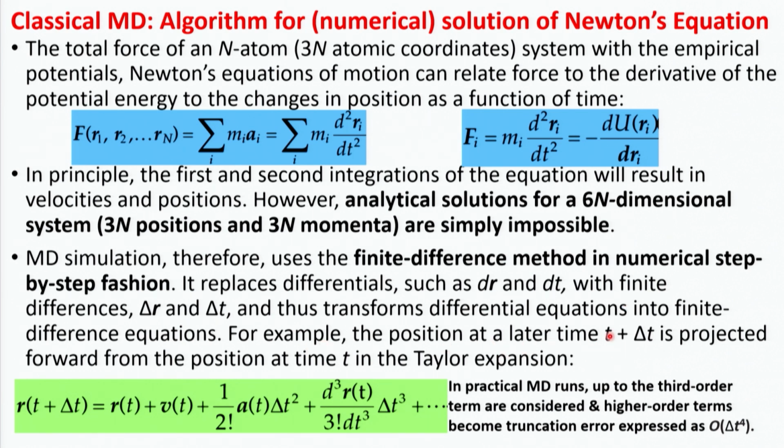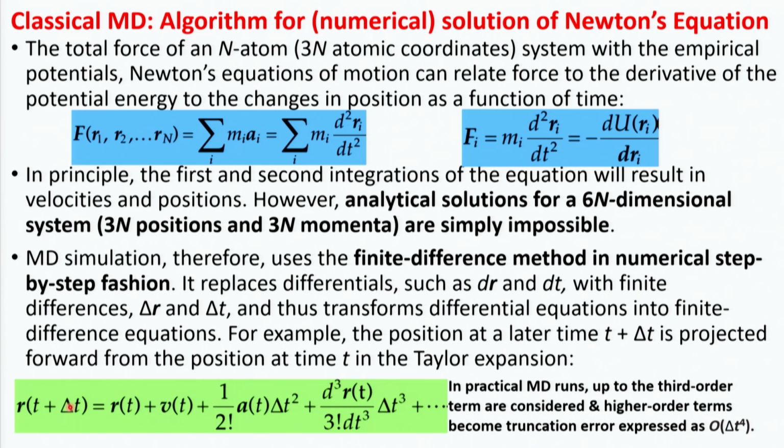For example, the position at a later time t plus delta t is projected forward from the position at time t in a Taylor expansion. Let's say we know r(t), but we want to get the position at t plus delta t. So, we can use the Taylor series expansion. The first term is dr/dt, the second term is half of d2r/dt squared, which is nothing but the acceleration. We can use higher order terms also, but in most practical MD cases, up to third order terms are considered, and higher order terms become the truncation error, expressed as an order. If we use third order terms, the error term will be on the order of delta t to the power of 4.